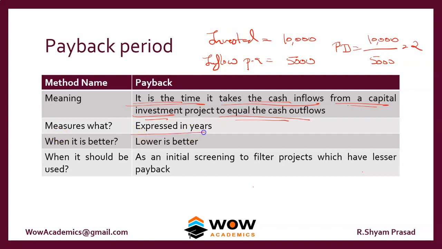How is it measured? It is expressed in years. What is this 2? This is 2 years. If it takes 1 year to receive 5,000, next year we will receive another 5,000, so 5 plus 5 is 10. So the cash inflow and outflow are equal. That is what payback indicates.